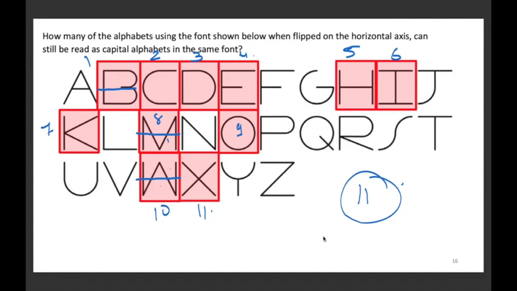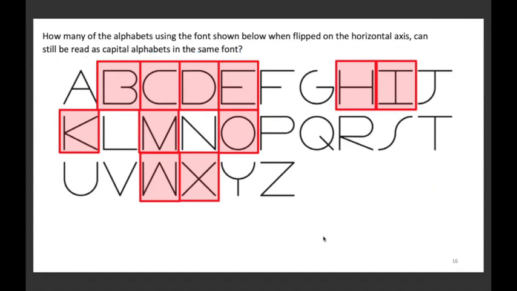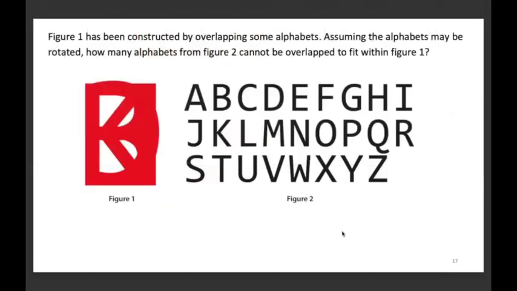Okay, we'll move to the next one. Figure 1 has been constructed by overlapping some alphabets. Assuming that the alphabets may be rotated, how many alphabets from figure 2 cannot be overlapped to fit within figure 1? How many alphabets from figure 2 cannot be overlapped to fit in figure 1?